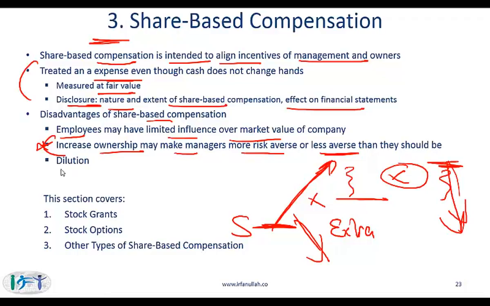Another issue with share-based compensation, especially if it is options and so on, is dilution. What is happening to the number of shares outstanding? It's increasing, so the EPS gets diluted. This section actually also covers two types of share-based compensation: stock grants and stock options, which I've already started talking about. And then there is a brief section on other types of share-based compensation.